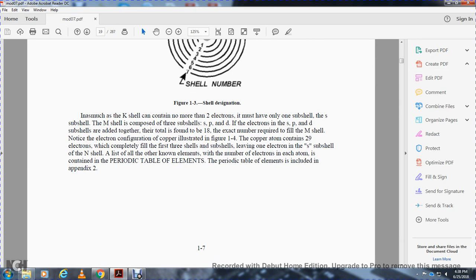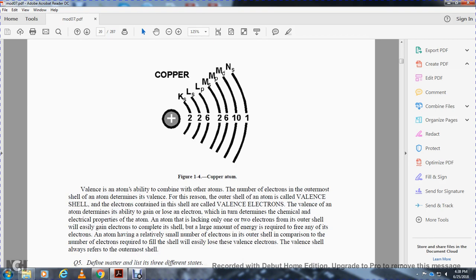Notice the electron configuration of copper illustrated in figure 1-4. The copper atom contains 29 electrons, completely filling the first 3 shells, leaving 1 electron in the S subshell of the N shell. A list of all the known elements and the number of electrons each atom contains is in the periodic table of elements, included in Appendix E. It shows copper, the sub-levels K, L, and M, and S.